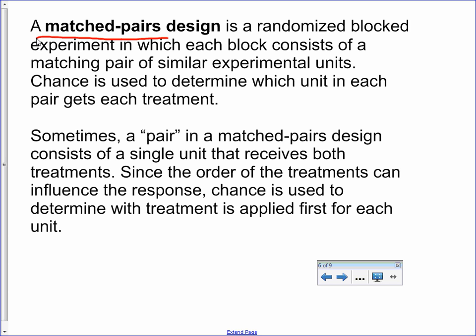And sometimes a pair is a single unit that receives both treatments, but not necessarily. A pair can be done another way. An example of this would be if you wanted to see if tread lasted longer on a kid's shoe. Well, you can't give two different kids two different shoes because the kids may behave completely differently. So what you could do is put the new tread on the left shoe and the old tread on the right shoe, and do that for a whole bunch of kids, and then at the end compare the shoes to each other.